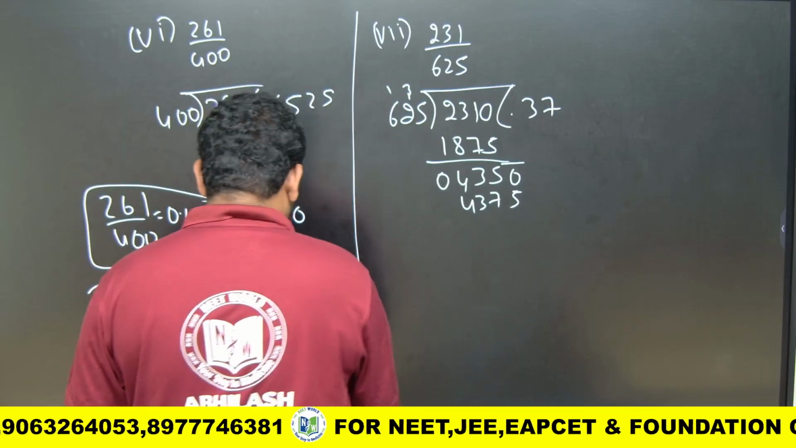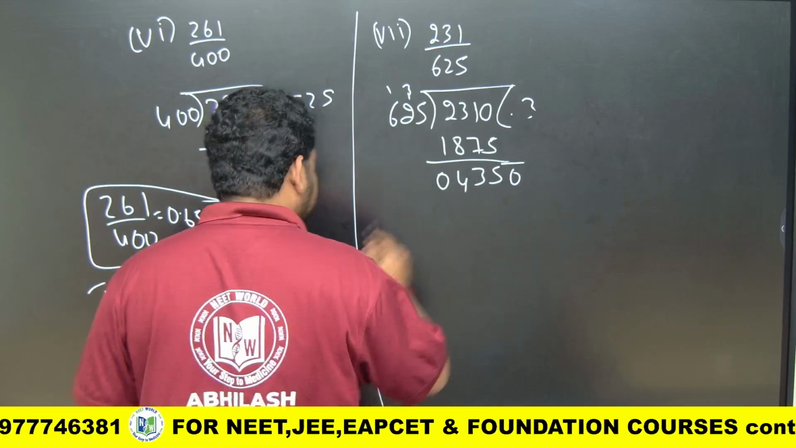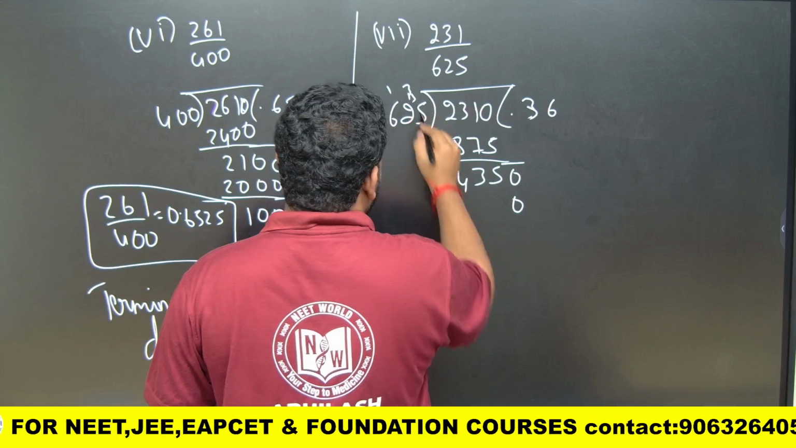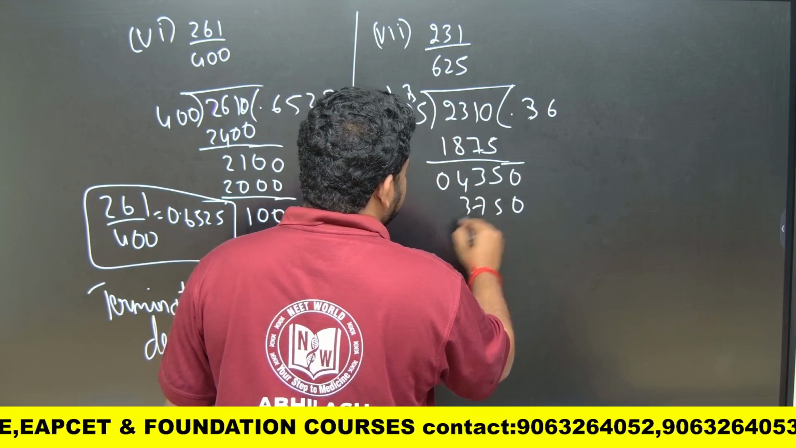So we cannot take this value. Okay, let us check. Let us take 6 only. So 6 fives are 30. 6 twos are 12, 15. Okay, 6 sixes are 36, 37. Got it. Okay, this will be 0.